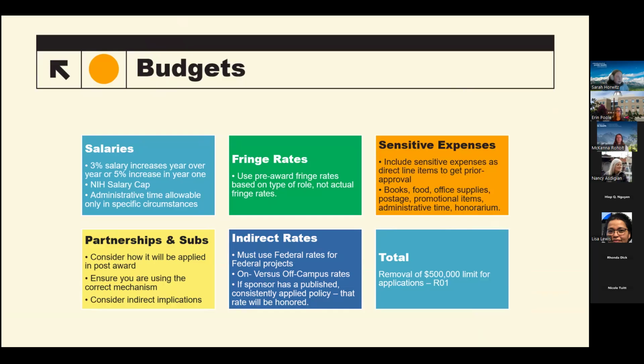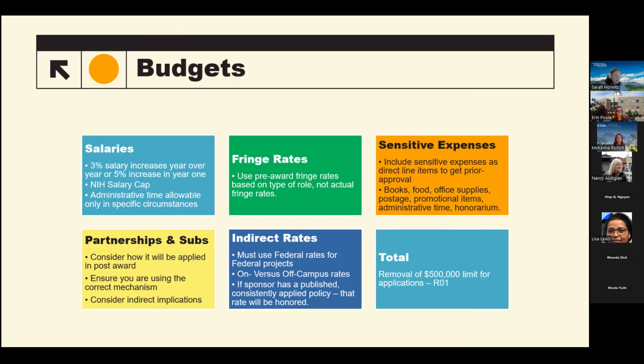And then fringe rates, just reminding everybody to use the pre-award set fringe rates that are based on the type of role and not the actual fringe rates per person. Those change yearly and sometimes multiple times a year. So just make sure when you're putting that in to search on OGC's site instead of using any numbers that might be saved on templates or in your files.